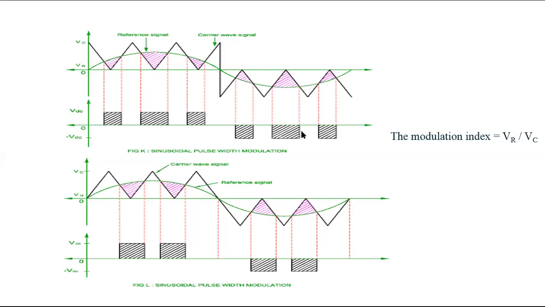So how much control is done? It is explained by the modulation index. In inverters, we can control the output power by changing the modulation index. It is the ratio of VR by VC. What is VR? What is the voltage value? If I'm using a 5 volt sine wave, it will be 5 volts. The triangular carrier wave signal is 10 volts. So the modulation index plays a crucial role.